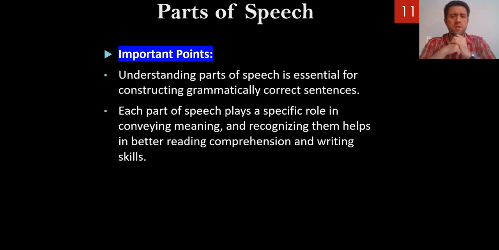Important points about parts of speech. Understanding parts of speech is essential for constructing grammatically correct sentences. Each part of speech plays a specific role in conveying meaning, and recognizing them helps in better reading, comprehension, and writing skills.